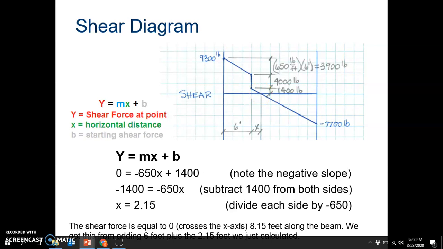And next lesson, we're going to be doing moments, and we will find that where the shear force is equal to 0 is where we have a maximum moment.